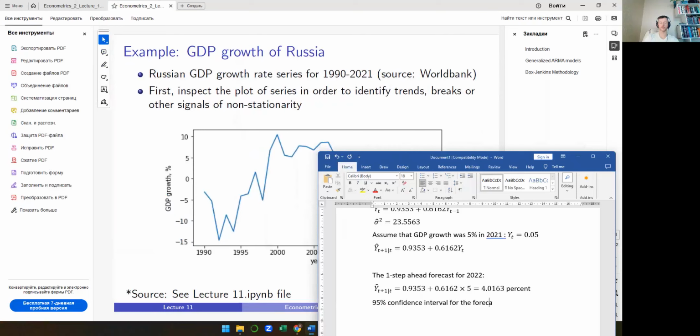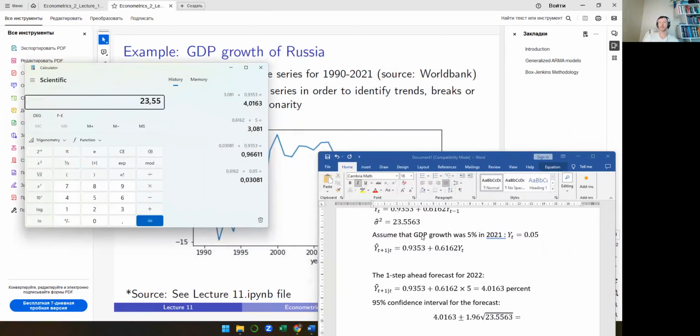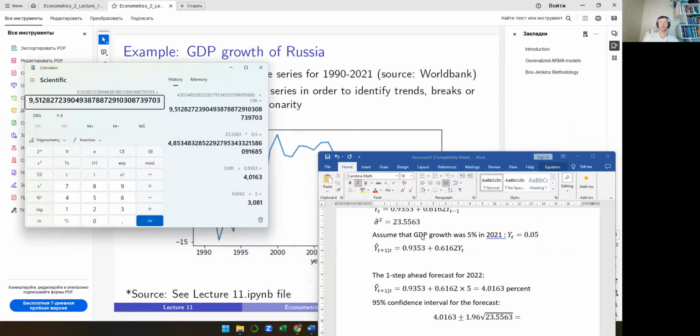For the forecast. And this 95% confidence interval is going to be built very easily. So we just take our forecast plus minus what? Plus minus 1.96 times the square root of sigma squared, this 23.563. So 23.563 to the power of 0.5 times 1.96, well, this is our deviation. So basically 4.0163 plus minus 9.5128. You see that the spread is so large because of sigma squared.